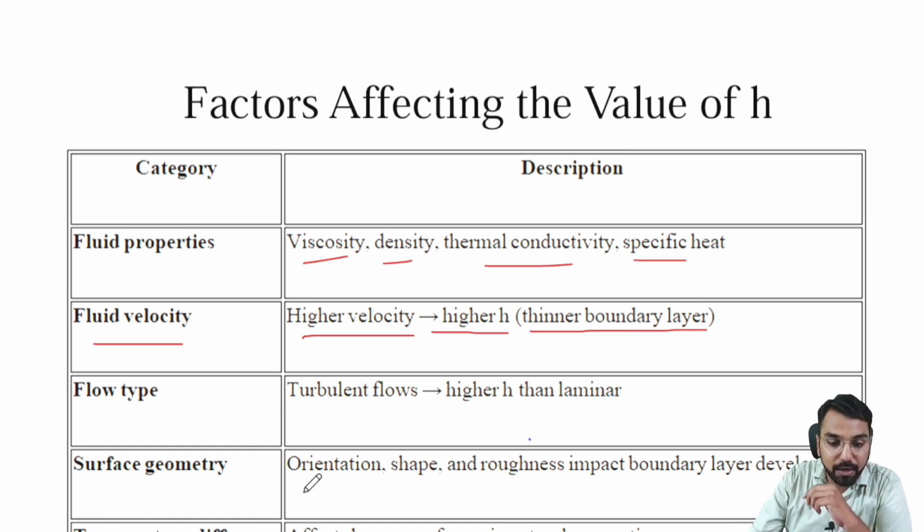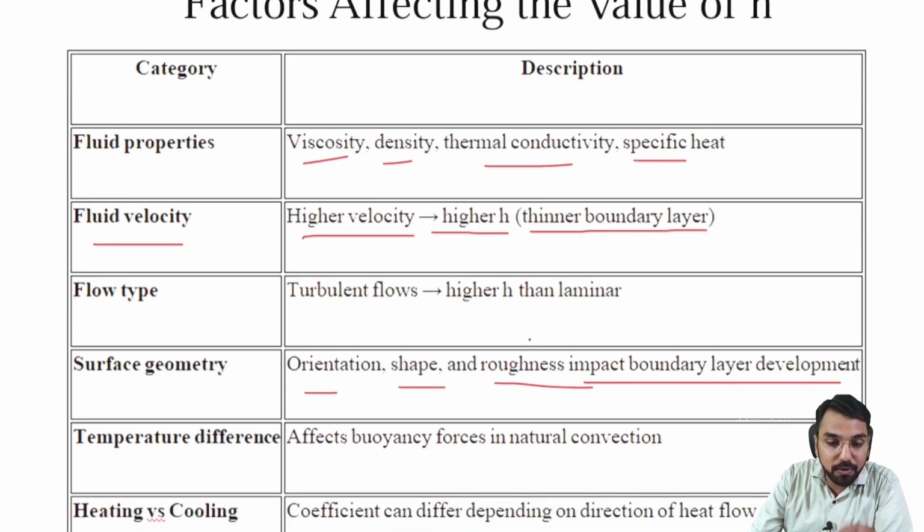So surface geometry, orientation, shape, and roughness impact boundary layer development, and whenever the boundary layer is thinner, the convective heat transfer coefficient value will be higher. Then temperature difference: not only for the H value, whenever in a heat transfer there is a larger temperature difference, then the heat transfer will be more, or the chances to transfer the heat will be more.